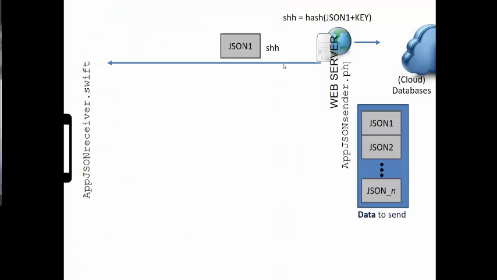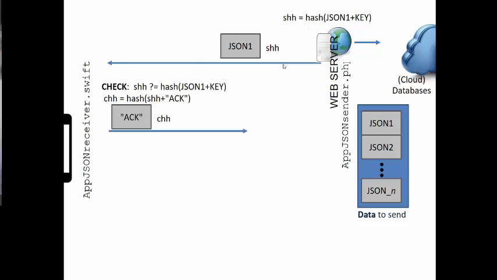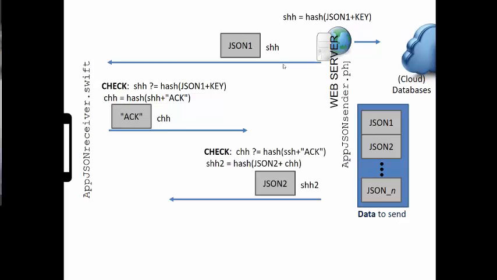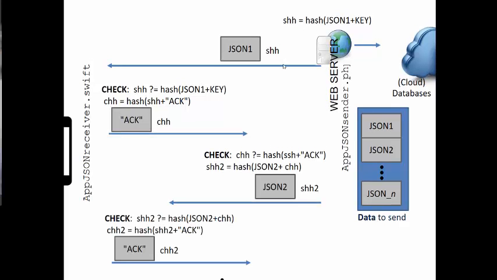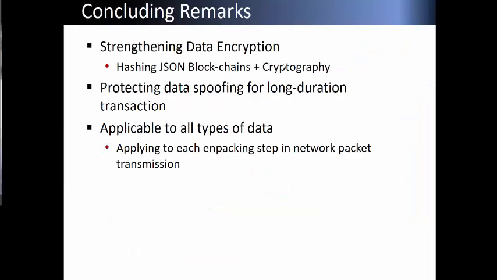The transactions and data communications work in this way. Initially, the web server sends the first chunk of data to the iPhone app, and then it gives back an acknowledgement, and then the next chunk is sent, and then another acknowledgement, and another chunk. So it keeps going that way. Therefore, eventually we can guarantee that long-duration transactions can be securely protected and securely transmitted.